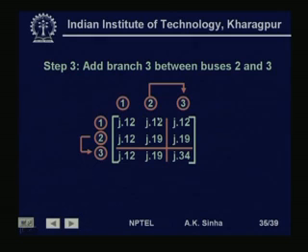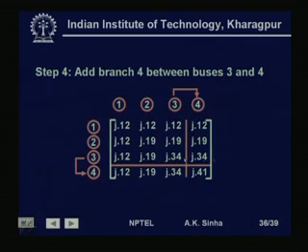So, the n plus 1th row and column, that is the third row and column here, are the same as the row 2 and column 2, and this element will be again ZB plus Z22, that is 0.19 plus 0.15, that is equal to j0.34.